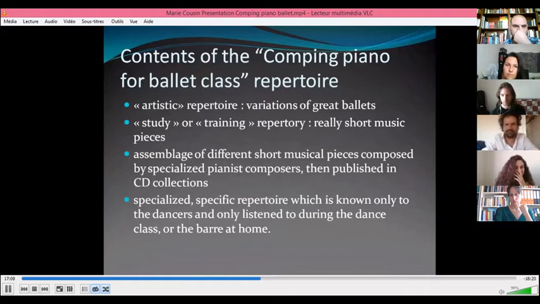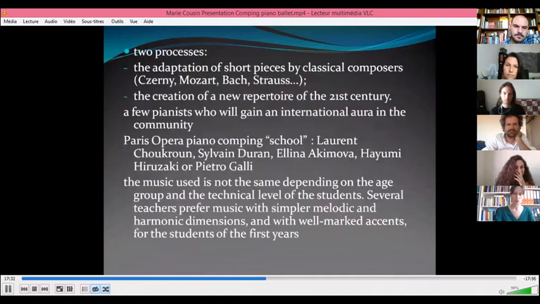The repertoire of many dance teachers is composed of an assemblage of different short musical pieces composed by specialized pianist composers, then published in CD collections. These musics constitute a specialized, specific repertoire, which is known only to the dancers and only listened to during the dance classes or at the barre at home. There are two processes: the adaptation of short pieces by classical composers like Czerny, Mozart, Bach, Strauss, and the creation of a new repertoire of the 20th century.